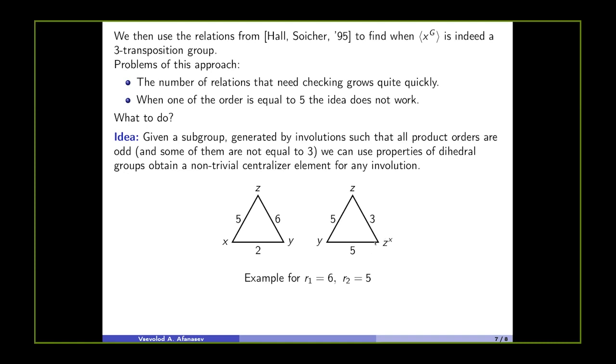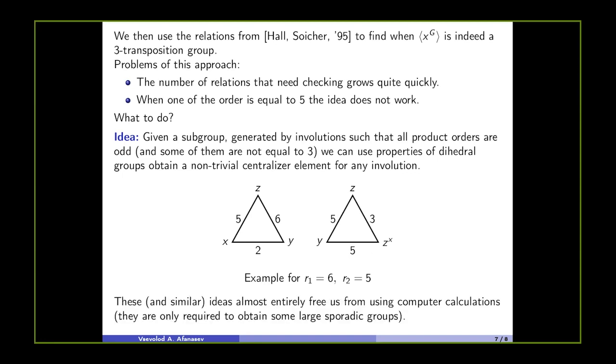We can take the following element, we can conjugate Z by X to obtain the group with the corresponding diagram. Then we can use the properties of the dihedral subgroups generated by Y and Z conjugated by X and the remaining one, in order to obtain a non-trivial centralizer element for Y. And this allows us to obtain some meaningful relations which we can exploit in order to classify our groups even further.